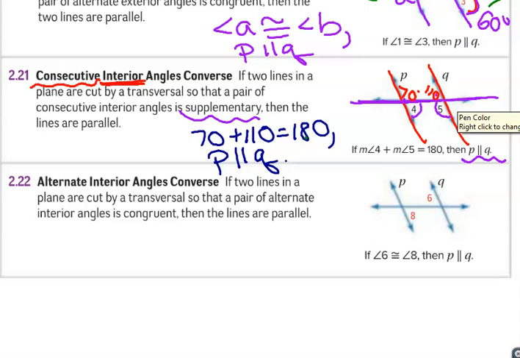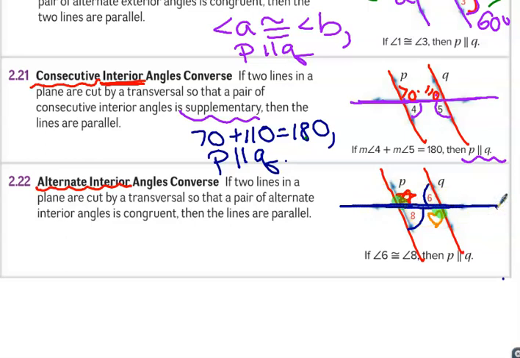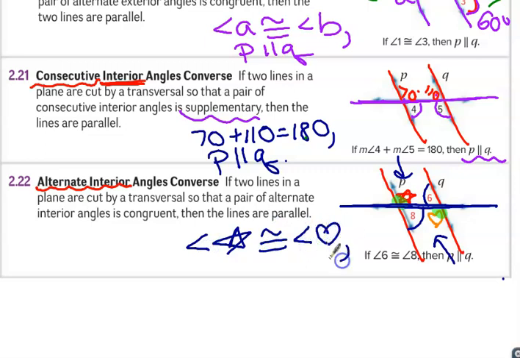Now let's look at the next one. Alternate interior means the inside of the parallel lines. So if angles 6 and 8 are congruent, therefore P is parallel to Q. Let's say I had a star and a heart on these two angles. Are they on either side of the transversal? Yes. Are they on the inside of the parallel lines? Yes. So if angle star is congruent to angle heart, then P is parallel to Q.